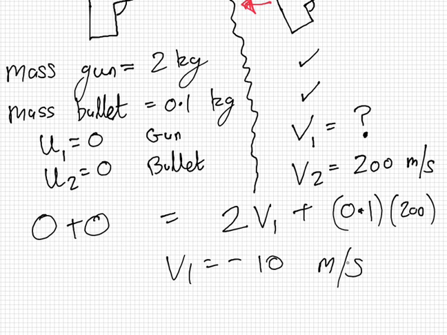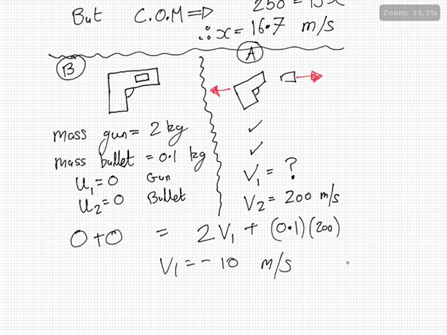Why is that minus 10? I got 10, but I'm not sure. Oh, we're having plus and minus issues again. Relax. Did you get this equation here? Then you should have gotten v1 is negative. Check your algebra. What is that 0 plus 0? That's the momentum before the collision.